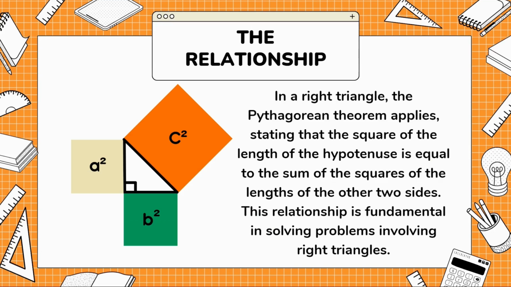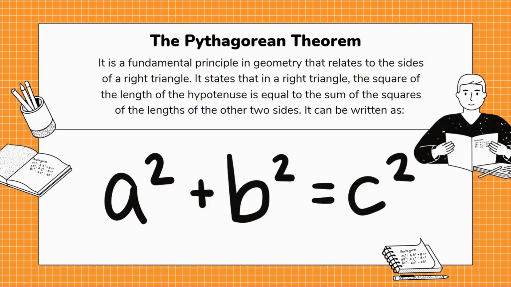So in a right triangle, the Pythagorean theorem applies, stating that the square of the length of the hypotenuse is equal to the sum of the squares of the lengths of the other two sides. This relationship is fundamental in solving problems involving right triangles. And as you can see in this model, you can see a squared, b squared, and c squared. Anyways, let's get into the equation.